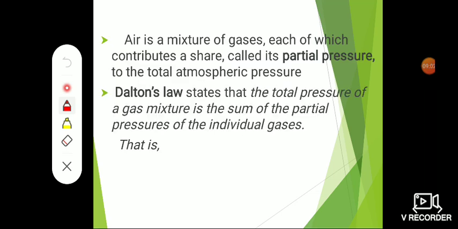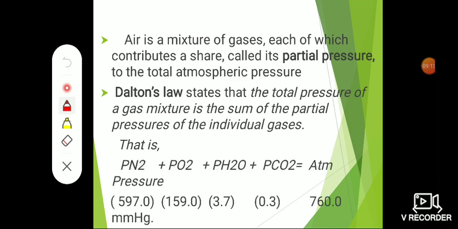Now Dalton's law states that the total pressure of a gas mixture is the sum of the partial pressures of the individual gases. This is the calculation: partial pressure of nitrogen, partial pressure of oxygen, partial pressure of water and CO2 combined form the total atmospheric pressure. This is based on Dalton's law.